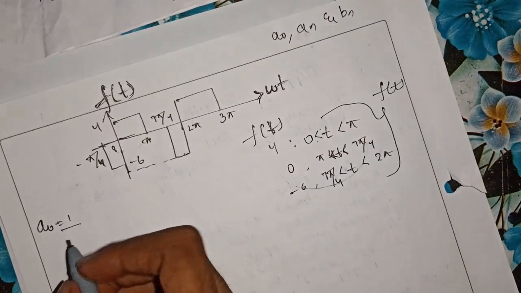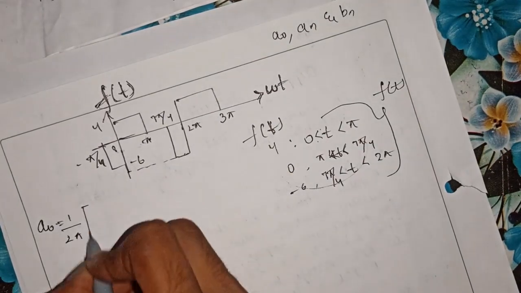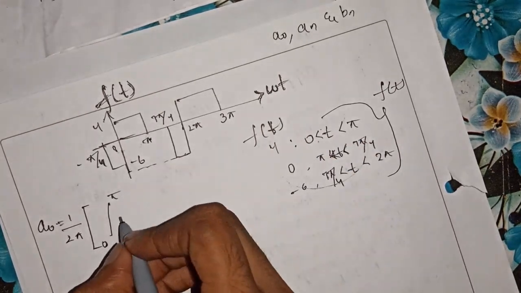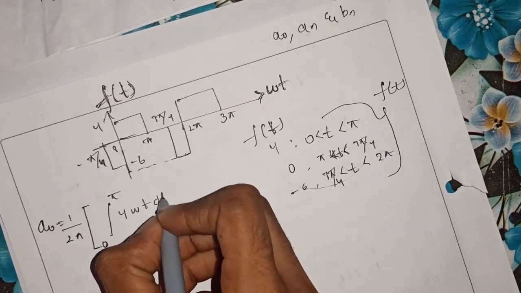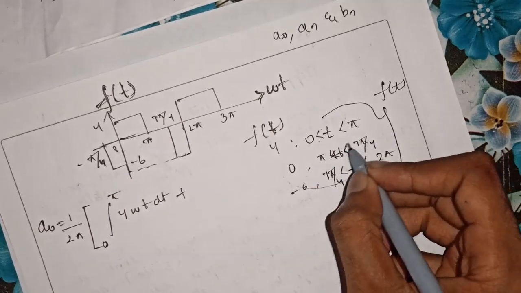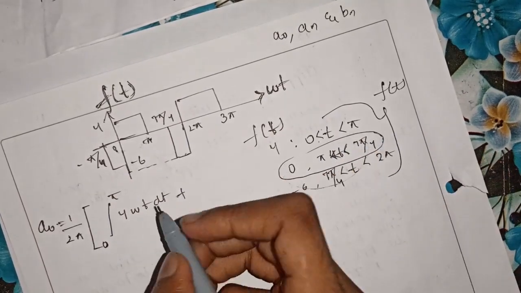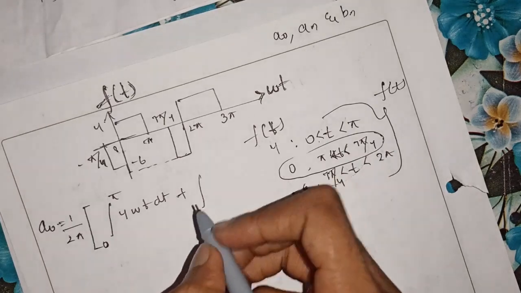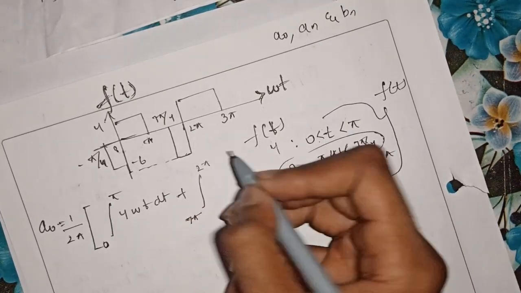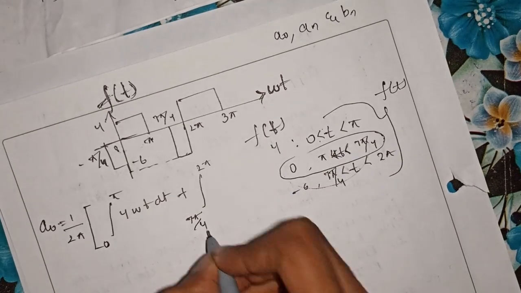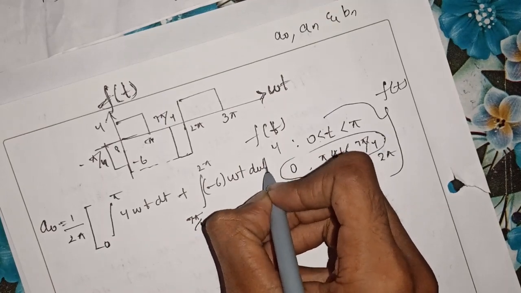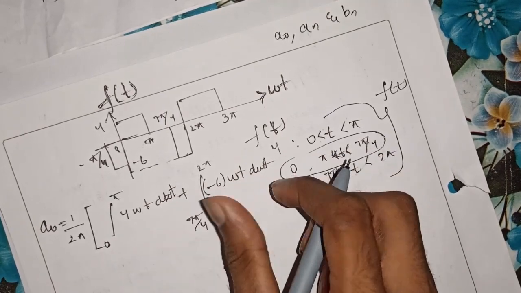You can just apply your simple formulas. a naught equals 1 by 2 pi, splitting those intervals, from 0 to pi of 4 d omega t, plus the whole interval from pi to 7 pi by 4, which will come to a value equal to 0, plus the interval 7 pi by 4 to 2 pi of minus 6 d omega t. Just make sure that you differentiate with respect to omega t.